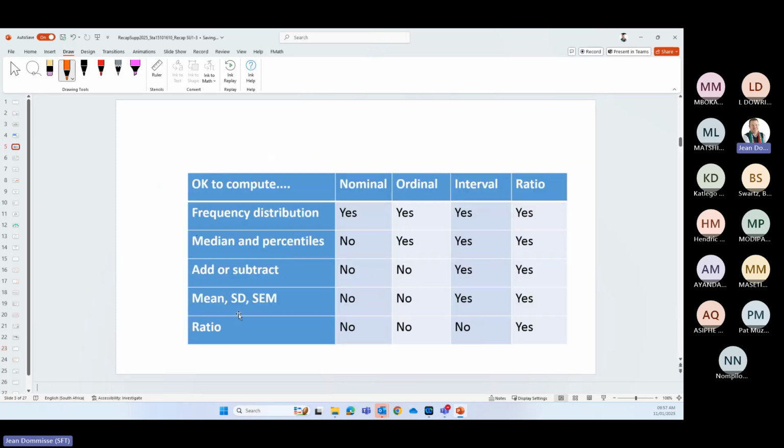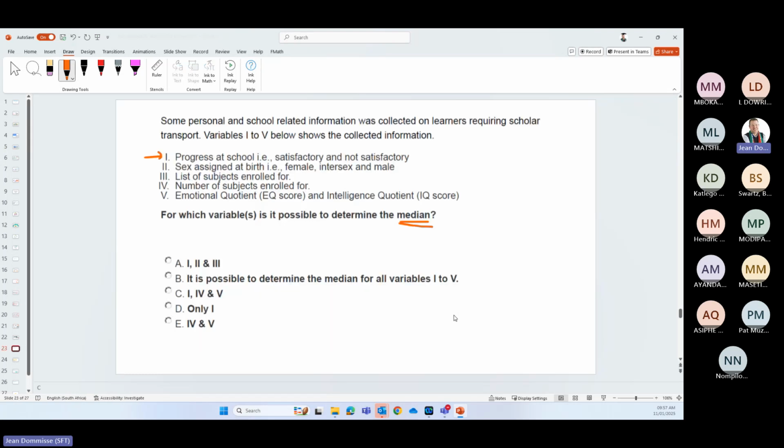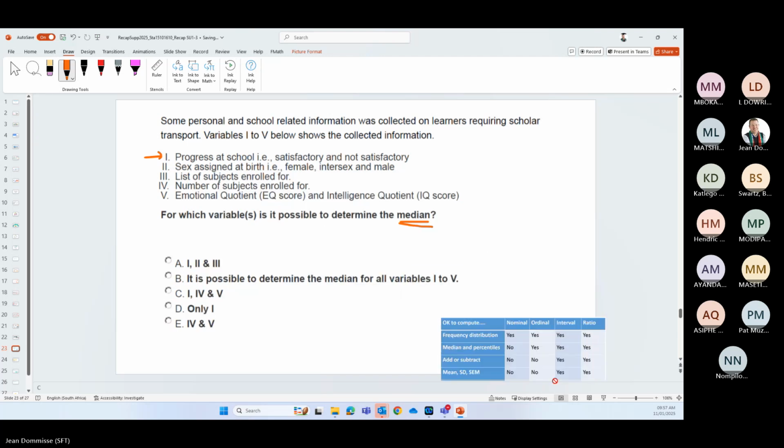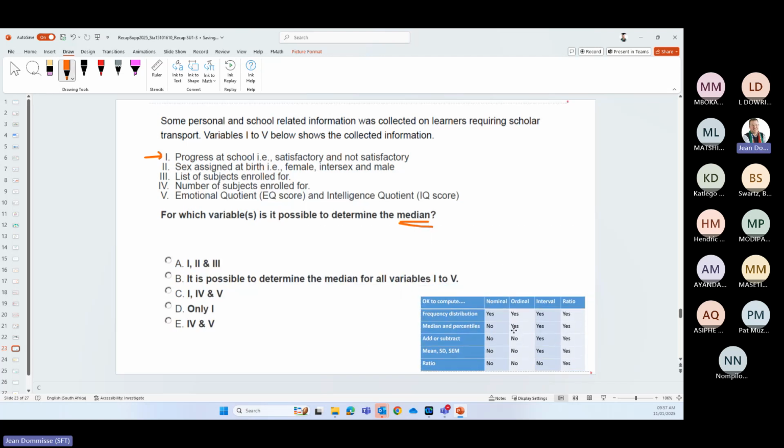So let me bring this in so that we can just make 100% sure. Okay, so that one I'm going to skip first. I'm not 100% sure yet.